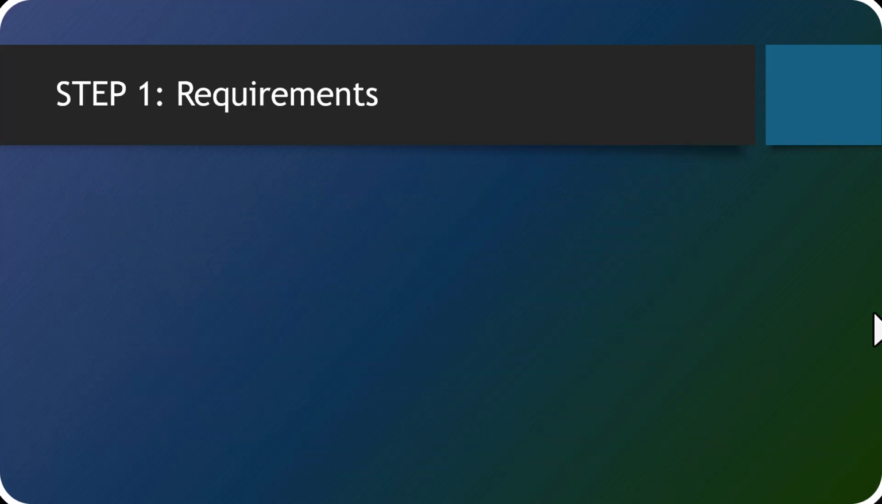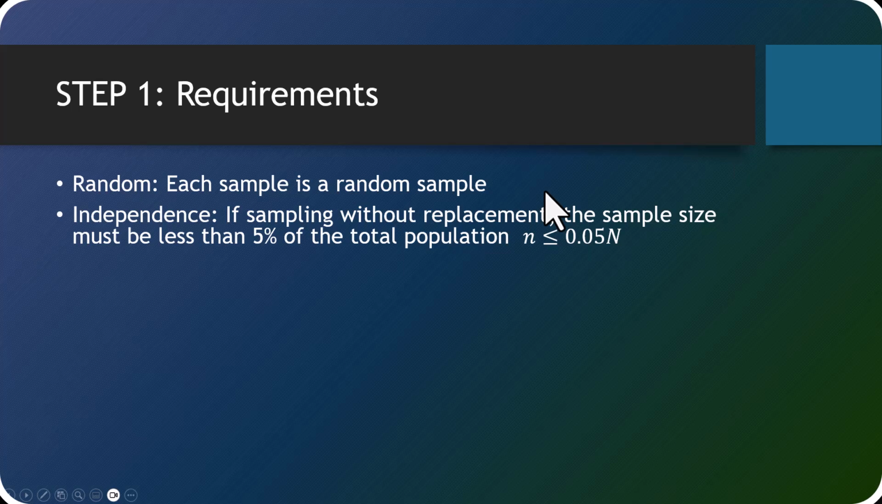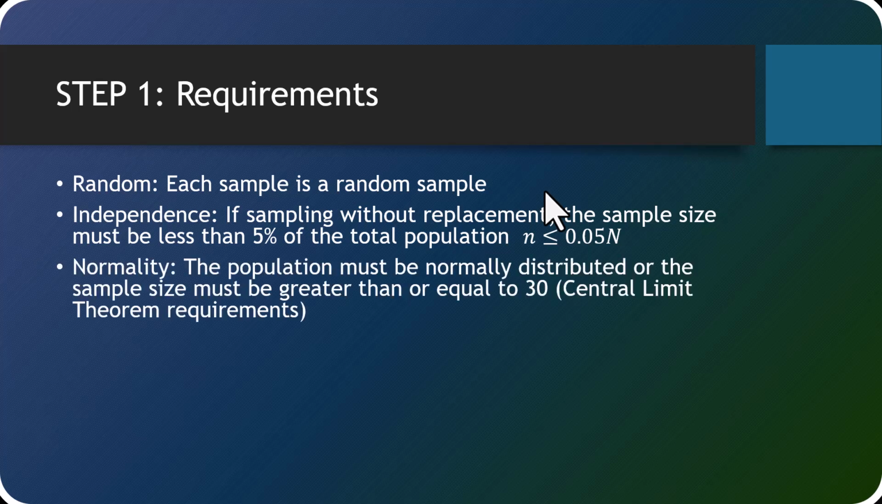So let's go over the requirements for this kind of test. First of all, we need each sample to be a random sample. Secondly, we need independence, meaning that if we are sampling without replacement, the sample size has to be less than 5% of the total population. Also, we need to make sure that each data point is independent from the others, and that's another way to measure independence. Next, we have our normality requirements.